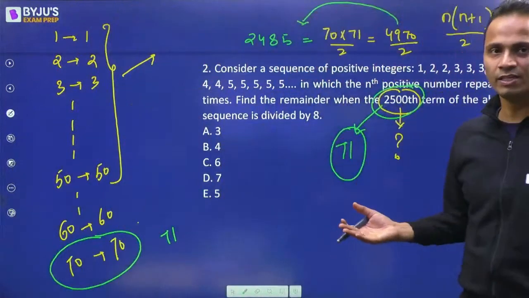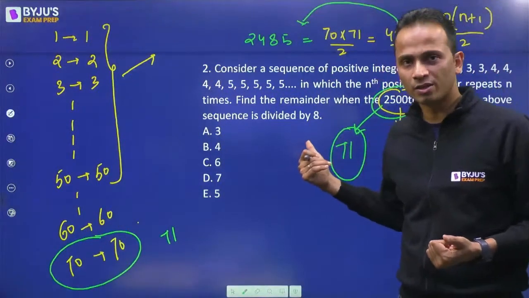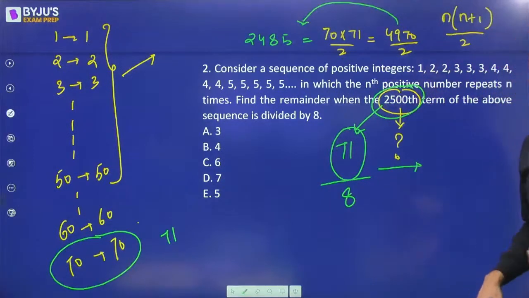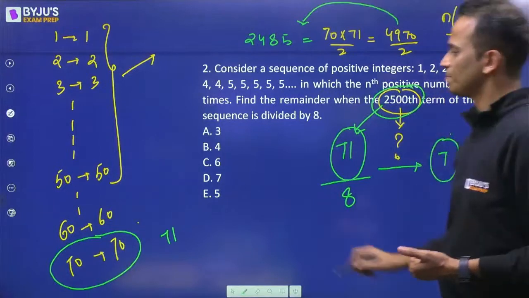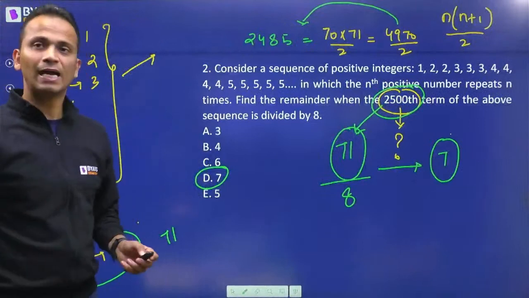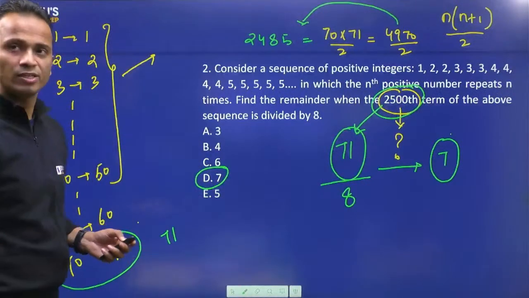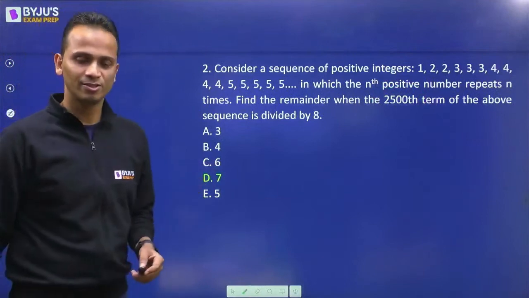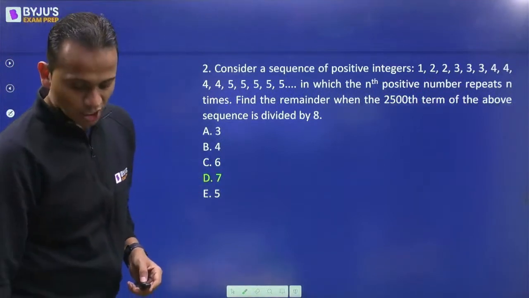अब 71 is 2500th term. इस term को 8 से divide करो and calculate the remainder. 71 divided by 8, the remainder is 7. So the correct answer of this question will be option D, that is equal to 7. All right. So option D, absolutely correct. This is the right answer. Okay. चलिए आगे चलते हैं.